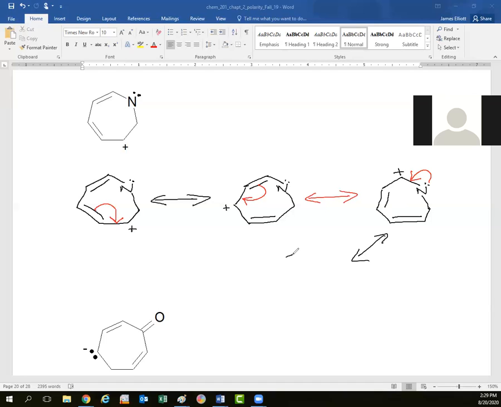So we actually see an example where we have changed the number of pi bonds and lone pairs. That's a positive charge on the nitrogen.